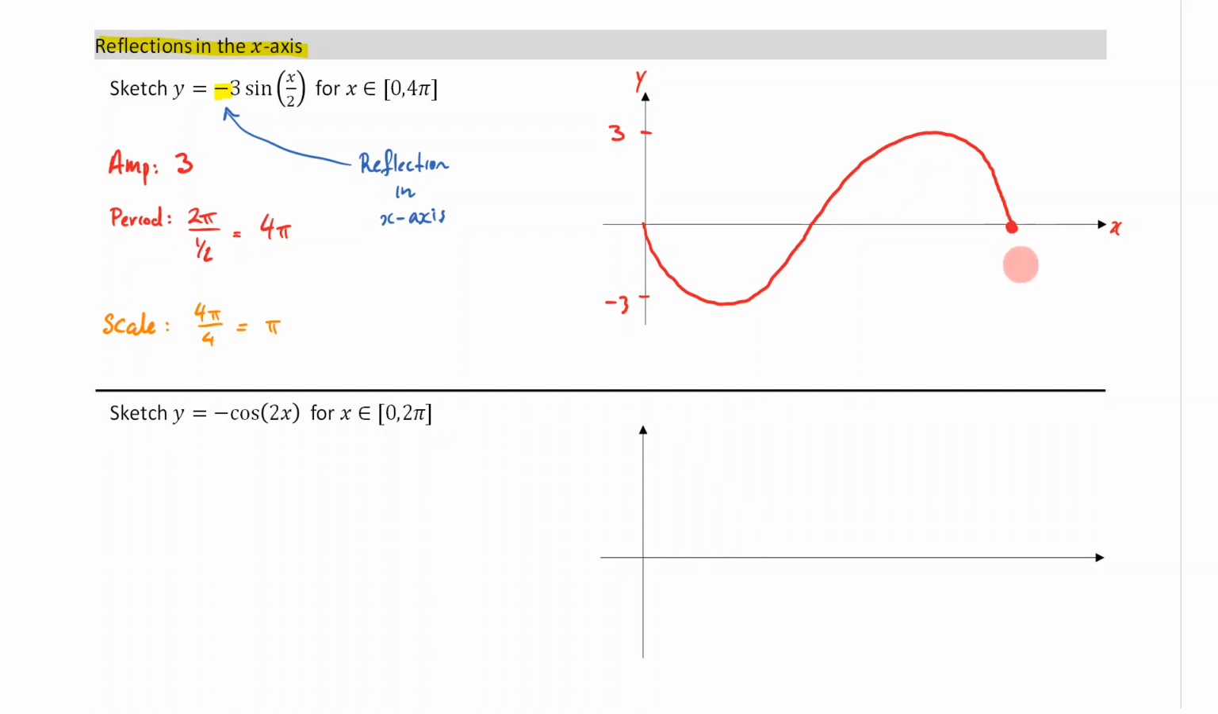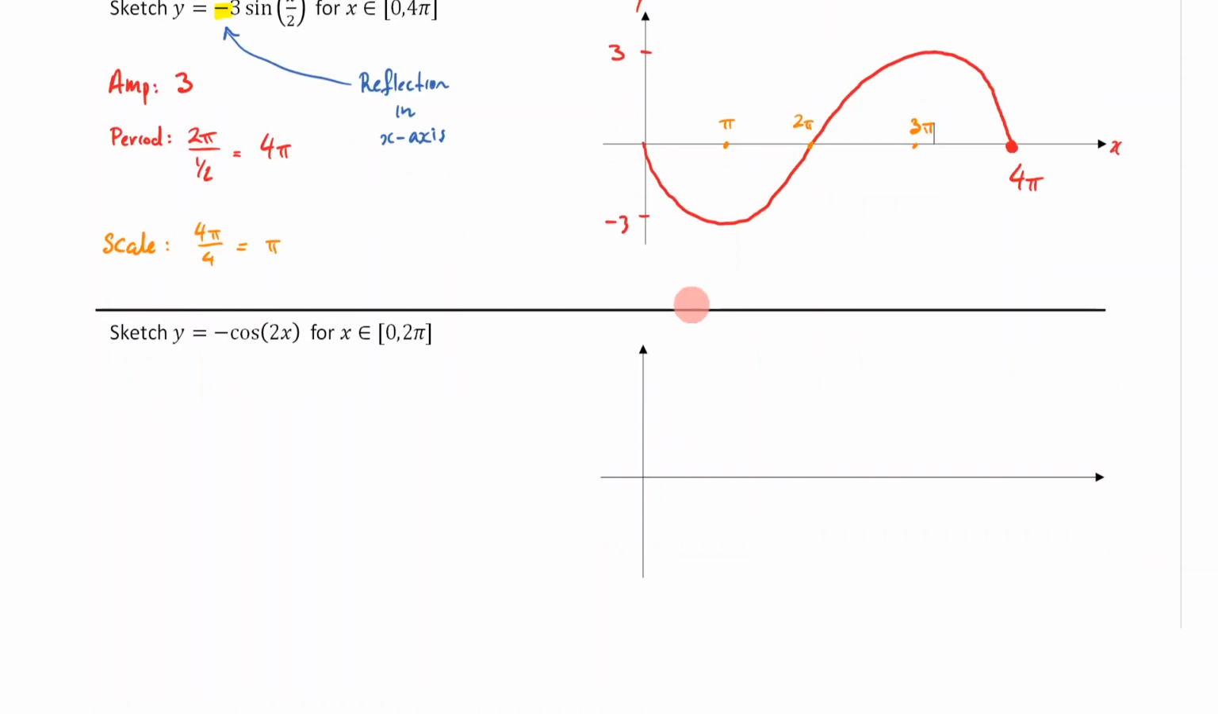The period is 4 pi, so this is going to be 4 pi. And we know that the scale is pi. So this will be pi, this will be 2 pi, this will be 3 pi. Perfect, and just like that, we have drawn ourselves a very nice graph.